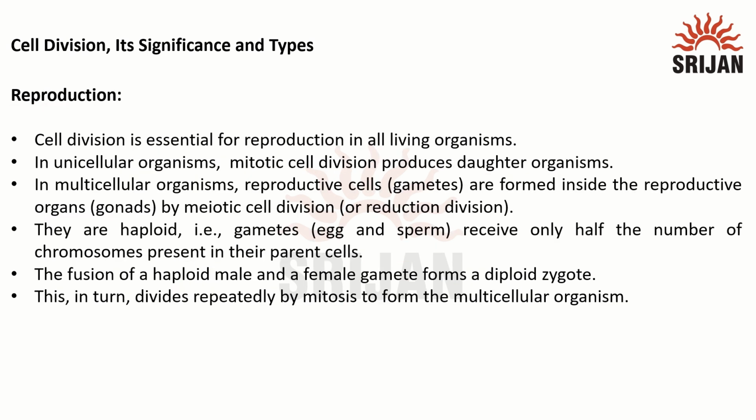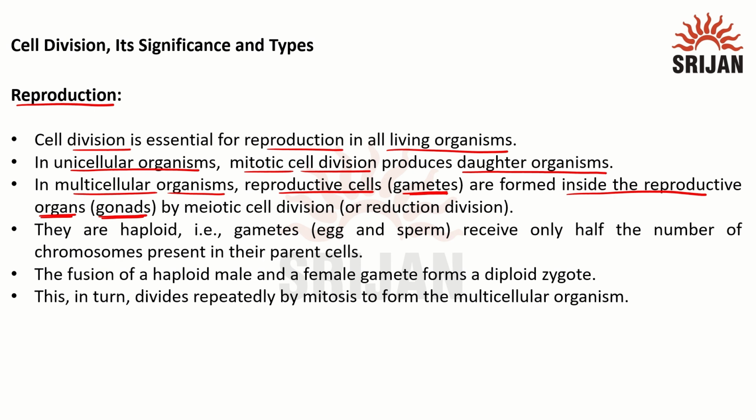And the last very important point is reproduction. Cell division is essential for reproduction and continuation of life in all living organisms. In unicellular organisms, the cell division, that is mitotic cell division itself, is a way of reproducing and giving rise to a daughter organism. In multicellular organisms like humans or the majority of animals, reproductive cells called gametes, that is sperm and ovum, have to be produced inside the reproductive organs known as gonads. Male gonad is testis, female gonad is ovary.